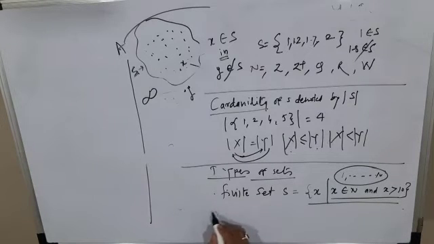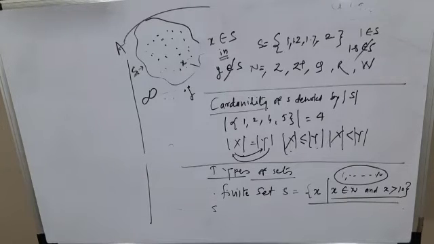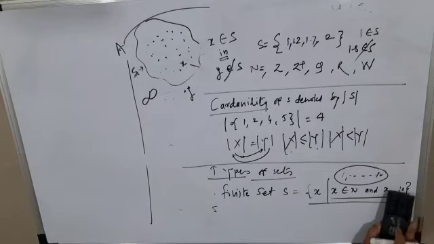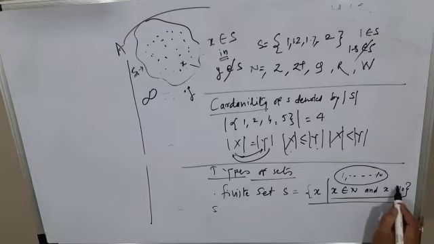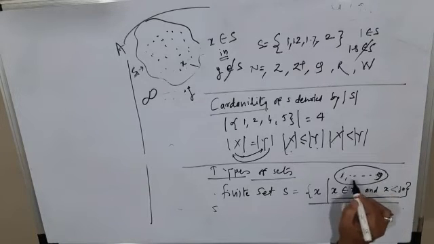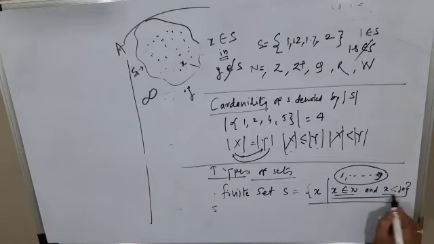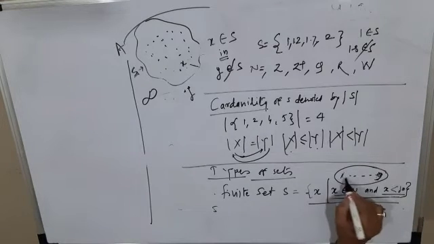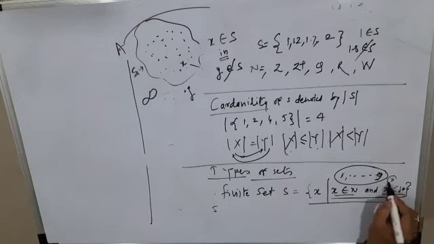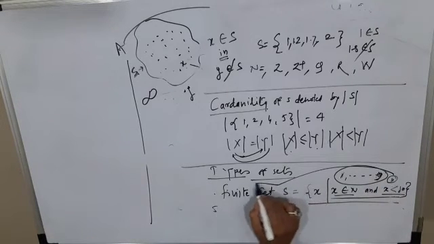There is a finite set and there is also an infinite set. One thing I want to tell you: less than 10 means 1 to 9. This is a natural number set N, and this is the natural numbers less than 10, so 1, 2, 3 up to 9. We got 9 numbers, that's why it is a finite set.